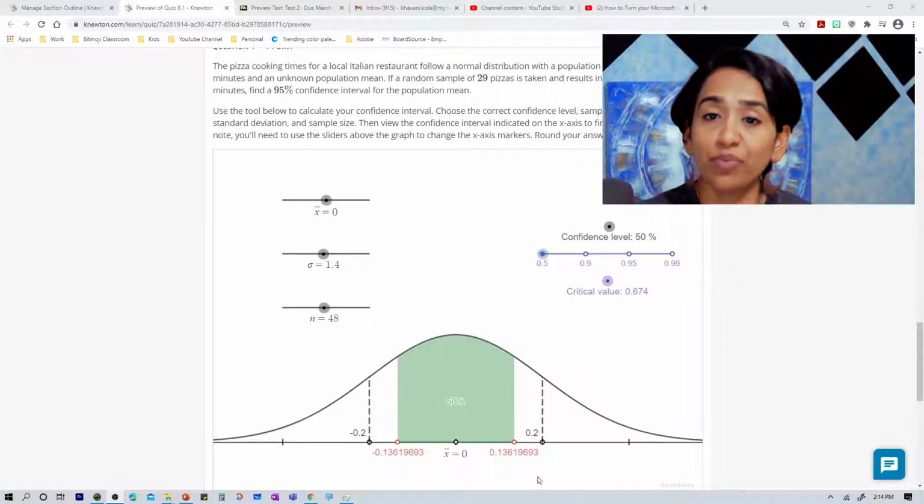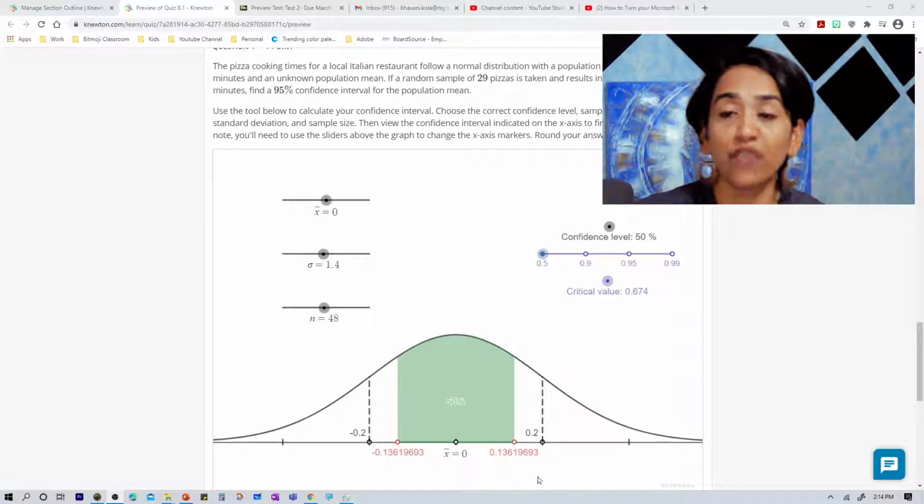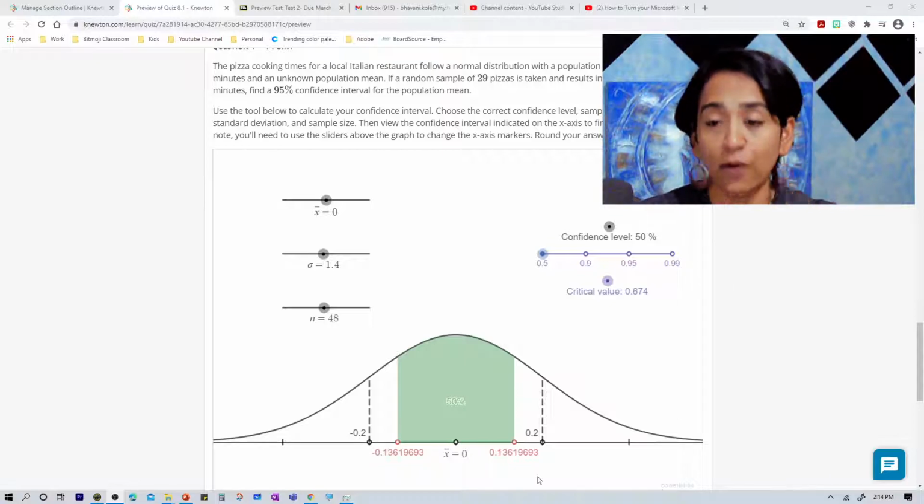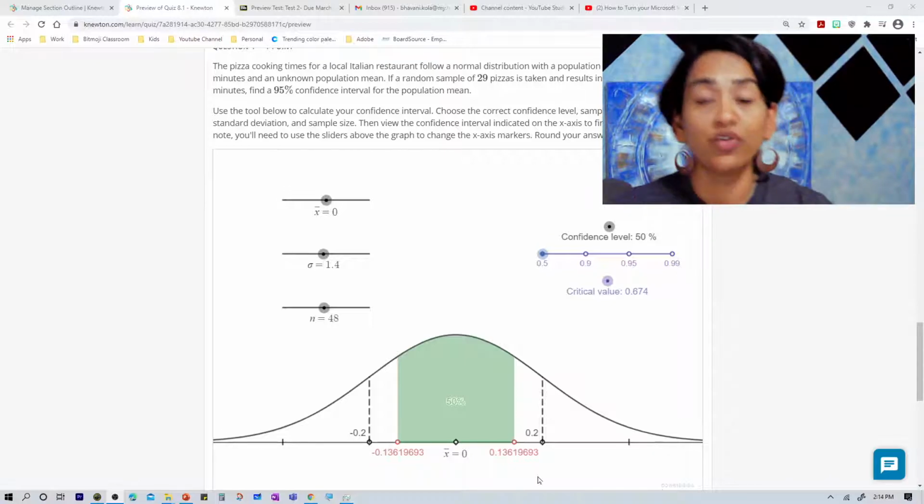Here is the problem: pizza cooking time for a local restaurant follows a normal distribution with standard deviation of 1.2 and unknown population mean. If a random sample of 29 pizzas is taken and results in a sample mean of 8.2 minutes, find the 95% confidence interval. So let's go ahead and start with the confidence interval first.